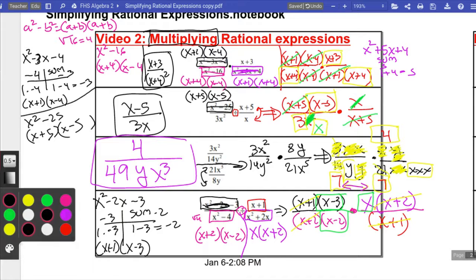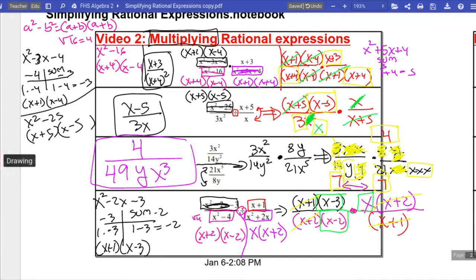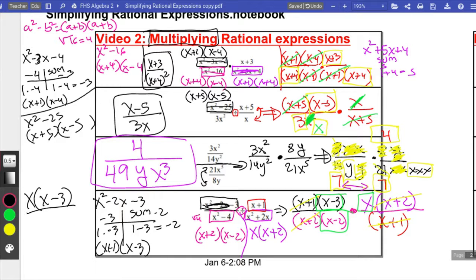So the final answer is, at the top we have x minus 3, right? X minus 3 at the top. And then at the bottom we just have x minus 2. All right, we're done. I know it was long, but we're getting better at this stuff.